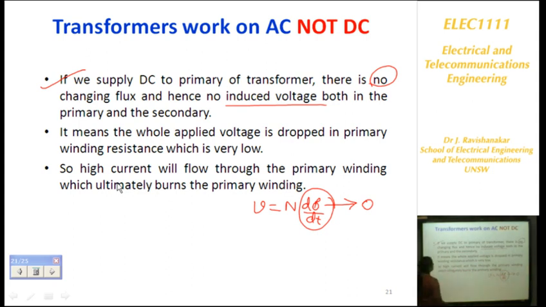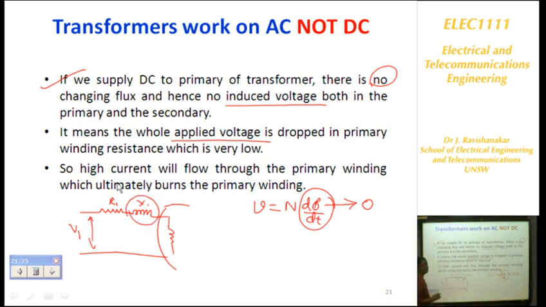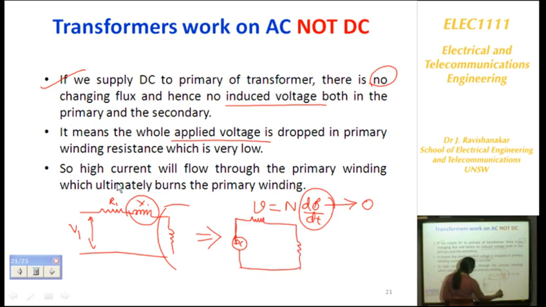So when there is no voltage, that means the whole applied voltage is dropped across the primary resistance only. So we have a primary, let us say, theoretically speaking, a primary consists of R1 and X1, and there is an ideal transformer here. So we supply a voltage here, say V1. We also know that under steady state conditions, the inductance behaves as a short circuit. So when you apply a DC voltage, the same circuit can be drawn like this. So this is the DC voltage. We have only resistance, and the inductance behaves like a short circuit.